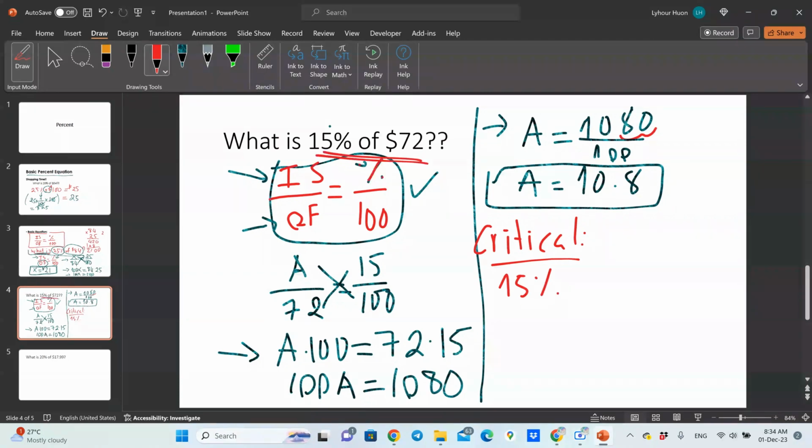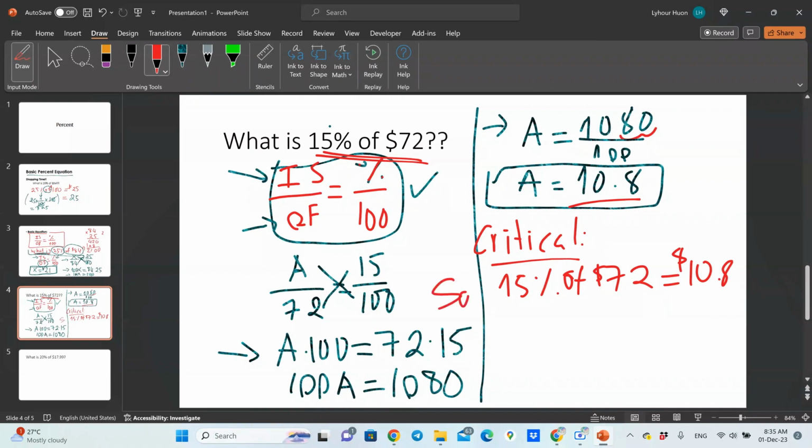Now we know that 15% of $72 is $10.8. Right here, what we found. But what does 15% do to $72? It takes away from $72.